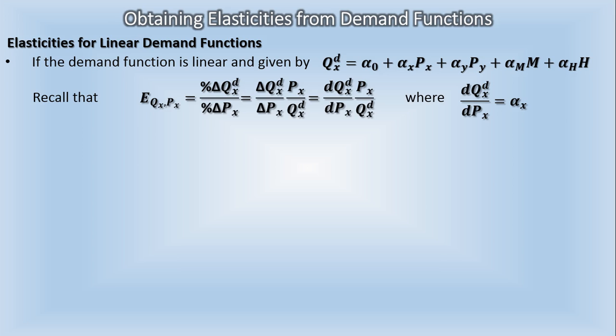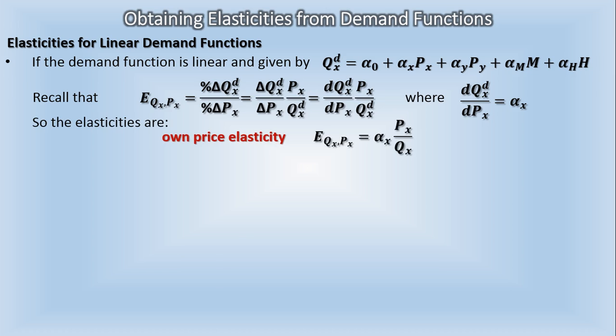So therefore, this is the slope. So if we just ignore these other variables for a second, and this is just the basic linear equation between quantity demanded and price, the demand function, then this is the slope of that line. So there, alpha X is this value here. And then, of course, the price of X is whatever the price of X is, and the quantity demanded of X is whatever the quantity demanded of X is at any particular point.